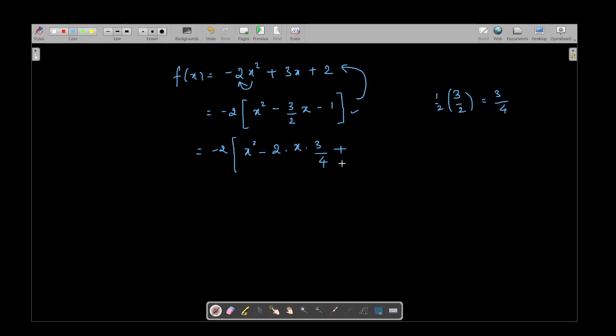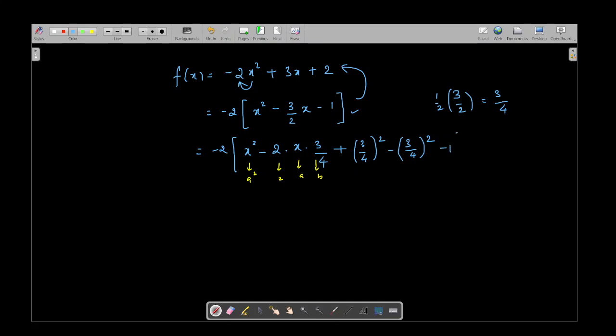Minus, now this is my a², this is 2, this is a, and this is b. So I have a² minus 2ab. Now I want b². So what is b²? b is 3 by 4, so I know (3 by 4) whole square. Since I've added (3 by 4)² to the equation, I have to subtract (3 by 4) whole square. If you don't want, you can cancel these two, and the equation returns to its previous state.